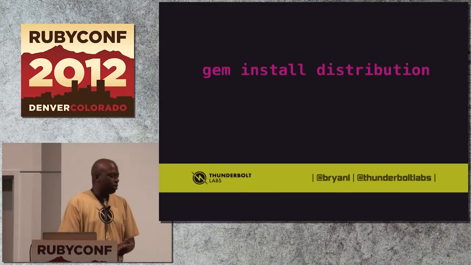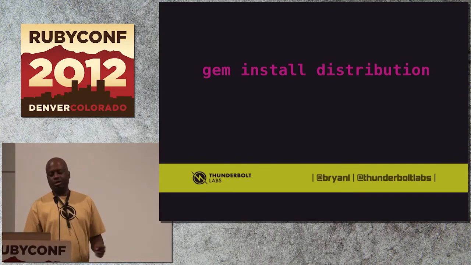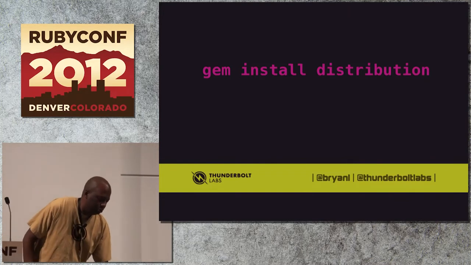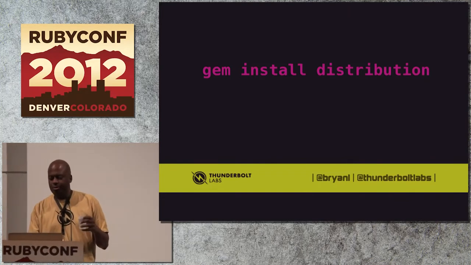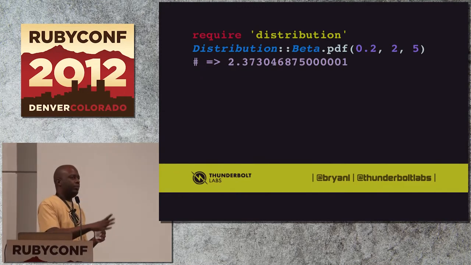Going back to Ruby, because we are at RubyConf and we are talking about doing simulations in Ruby, there's a gem out there called distribution. You can gem install distribution, and this is how you would use it. Remember that graph that I had, the beta distribution?